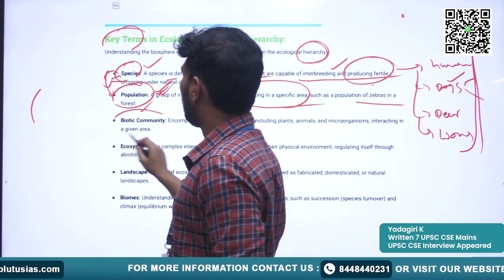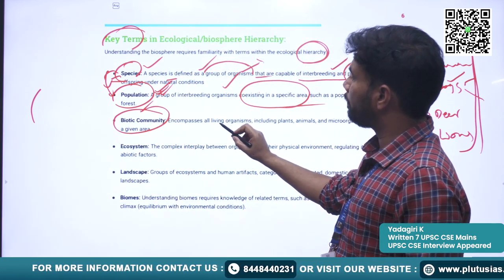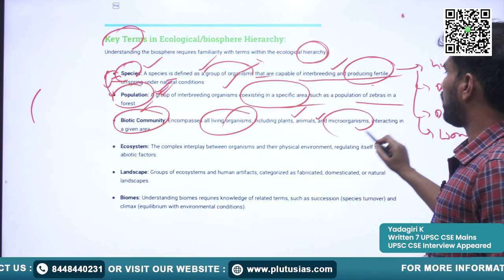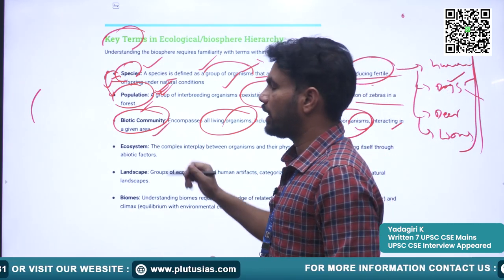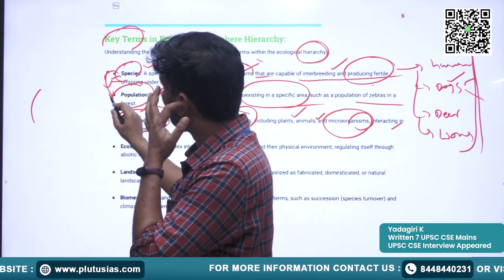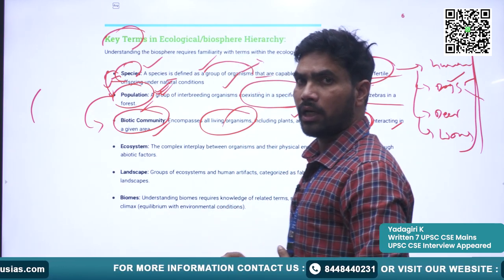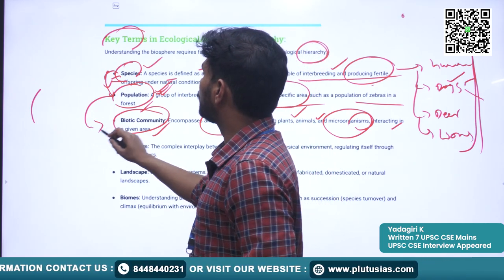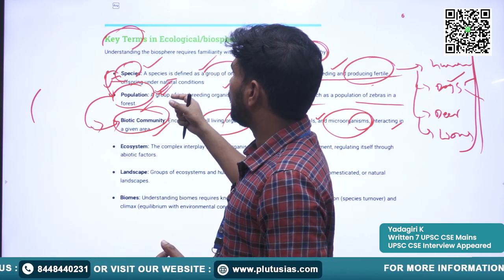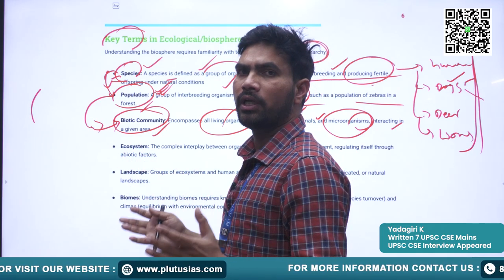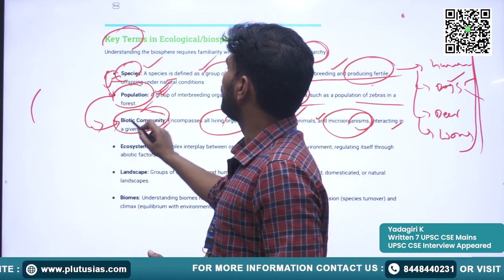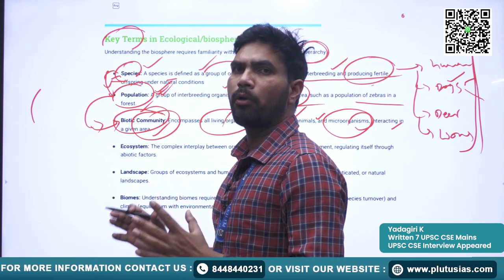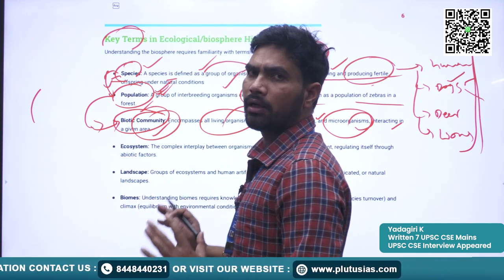Next is community or biotic community. It encompasses all living organisms, including plants, animals, and microorganisms interacting in a given area. So when groups of populations live together, or they are living in a particular area, those are called communities. So after population, when a group of populations live together in an area, the biotic community is formed. So basically, a group of populations is called a biotic community.